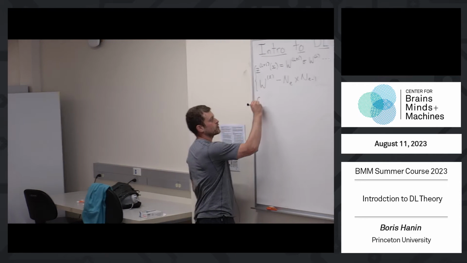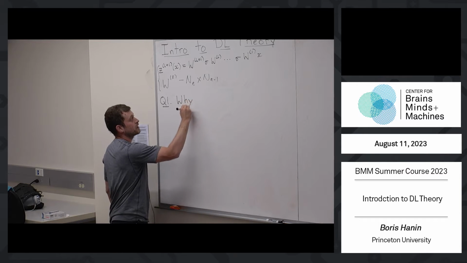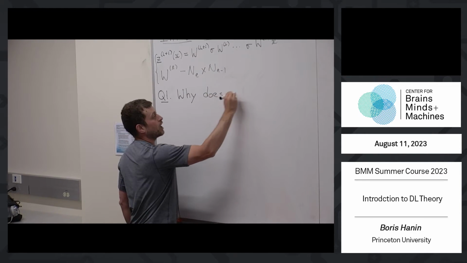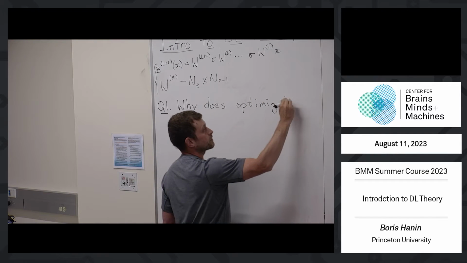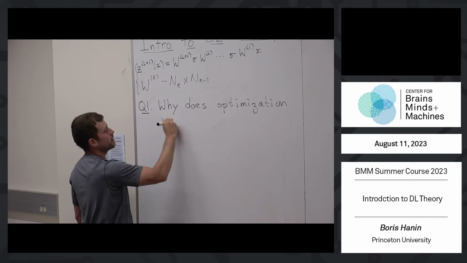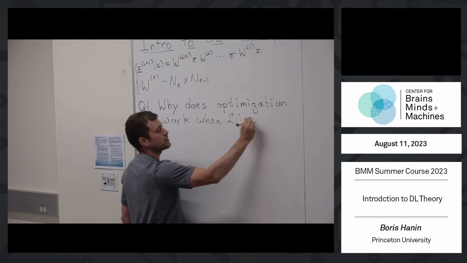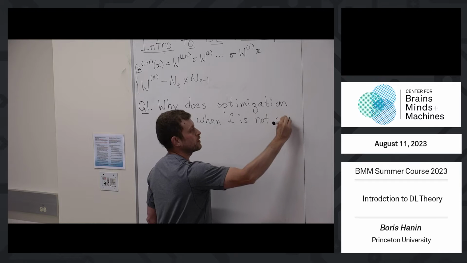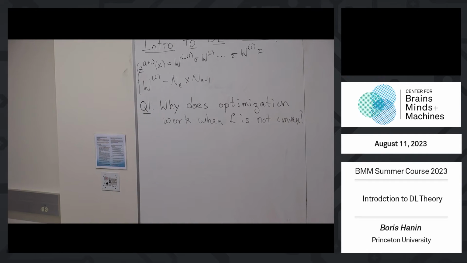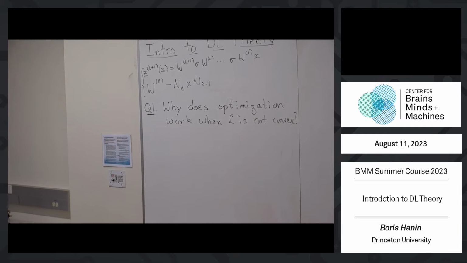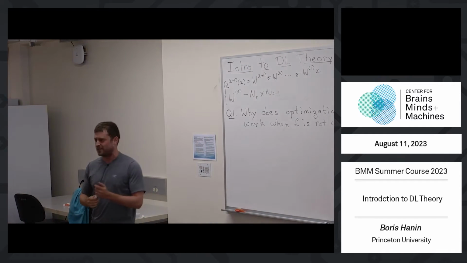Here's question number 1. We talked quite a bit about this already today. Why does optimization work when the loss, which I'll call generically script L, is not convex? At least this is a question that was bothering people for a while when deep learning became popular again, in the prehistoric years, like 2012. Who remembers that far back?